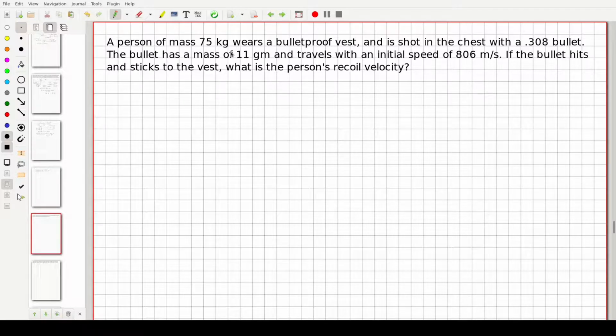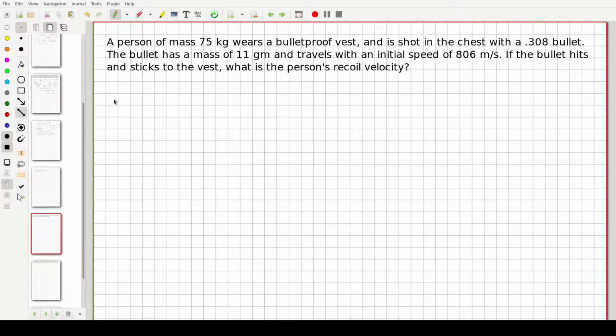A person of mass 75 kilograms wears a bulletproof vest and is shot in the chest with a .308 bullet. Now, .308 is a rifle round. It's used sometimes in the military for sniping. People who hunt use it a lot. The bullet has a mass of 11 grams and travels with an initial speed of 806 meters per second. We're going to assume that the bullet hits the person and sticks to the vest. And what I'd like to know is what the person's recoil velocity is.